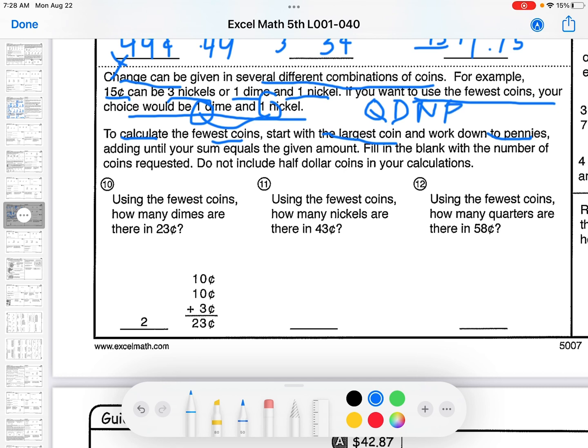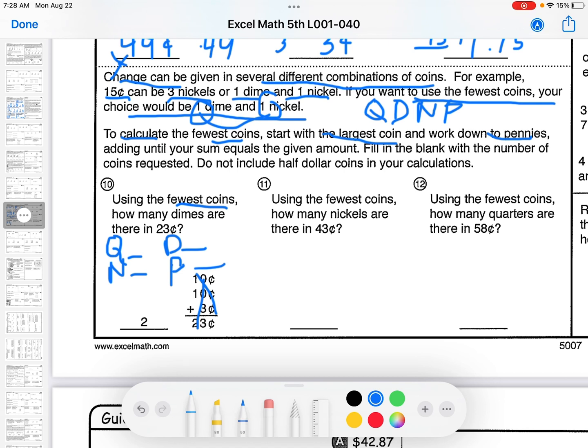Now, we're going to do this differently than what you see here. I have a much better way of doing these problems. So do not add up like that. When you see a fewest coins problem, you're going to write Q, D, N, P on your paper. Go ahead and do that now for number 10. Write Q, D, N, P for number 10. All right, so you should have all 4 of those with little blanks after them, just like I wrote it.